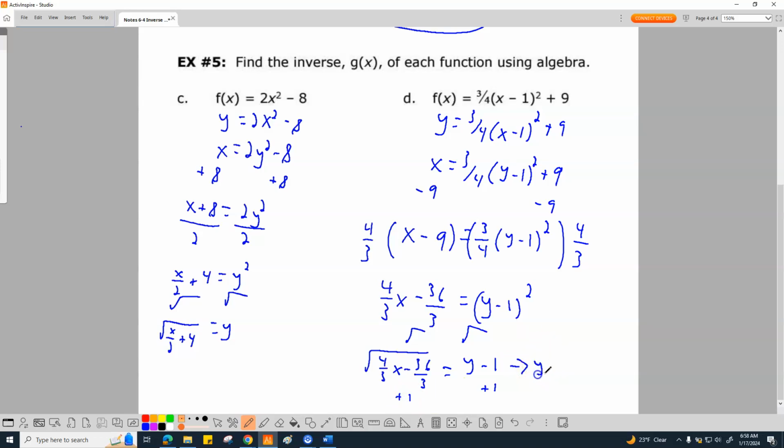I'm going to put the y on this side. Y equals the square root of 4/3 x minus 36 over 3. And then you're going to put that plus 1 all the way over here on the outside. And that is your example 5 worked out.